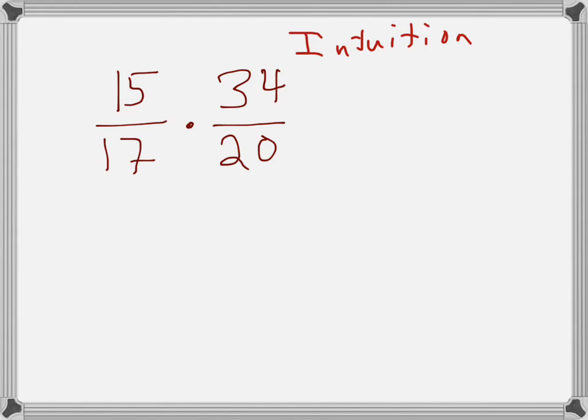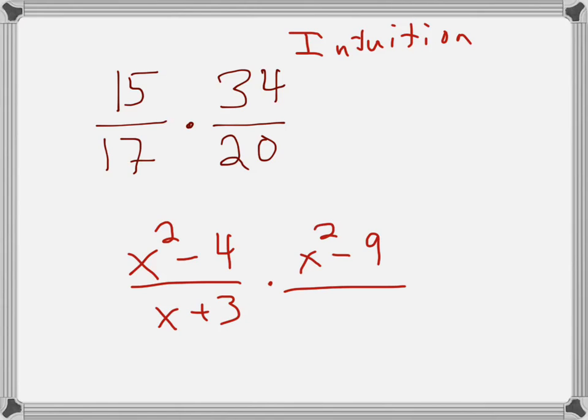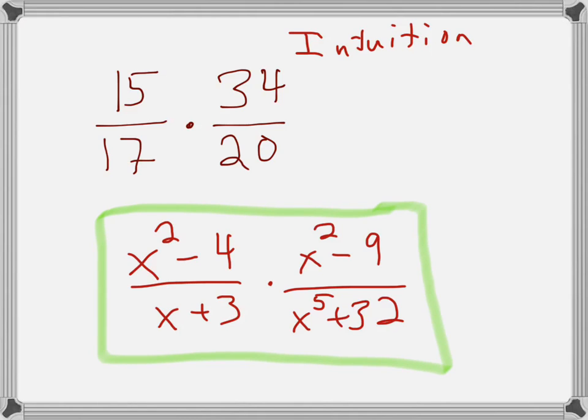So just to give you a flavor of what we're going to be doing, instead of multiplying numbers, we want to multiply things like x squared minus 4 over x plus 3 times x squared minus 9 over x to the 5th plus 32. We want to multiply those and simplify those. So when we're looking at multiplying fractions, we want it from the lens of completing problems like this. So things like throwing it in your calculator and then pressing math fraction are not going to work.